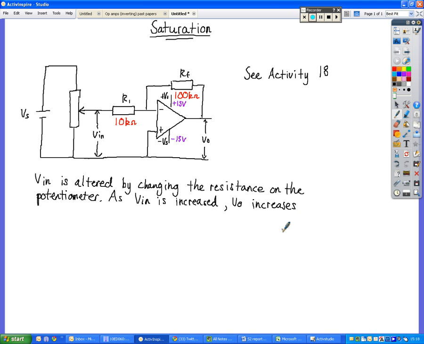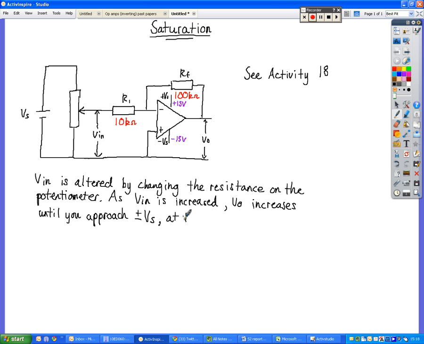Now Vout increases, but it doesn't continue to increase, as we saw from our results. Vout increases until you approach plus or minus Vs. This value Vs, the supply voltage that we're putting in here, we know is plus 15, minus 15, with our 0 volts lying across the bottom here. As it begins to approach that value, it begins to level out.